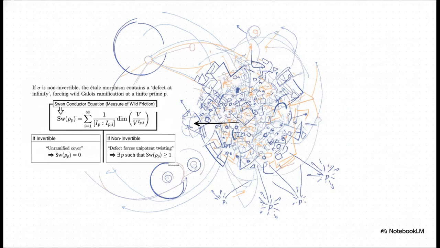If a polynomial map is non-invertible, it fundamentally contains a defect at infinity. That defect mathematically forces unipotent twisting, which basically demands that at least one finite prime place experiences wild friction. In other words, if the map is broken, the Swan conductor must be greater than or equal to 1.